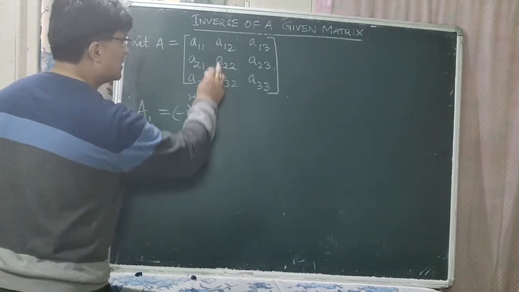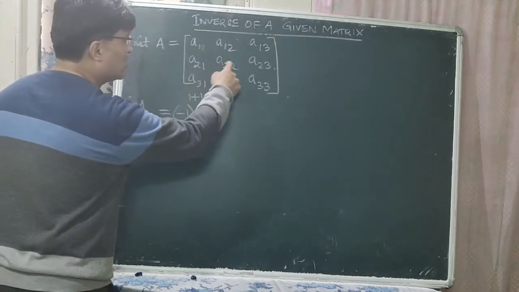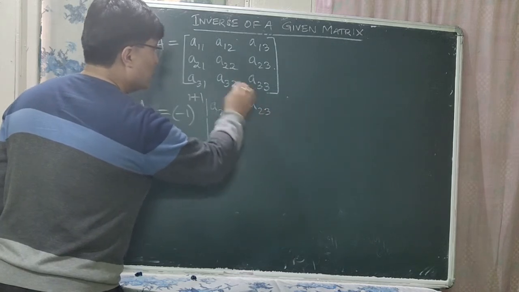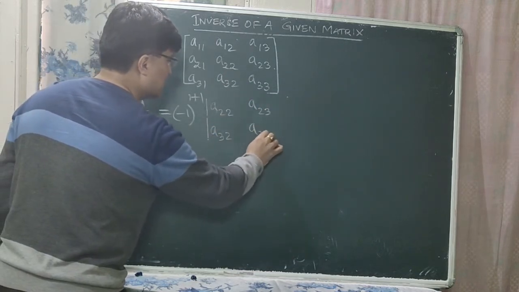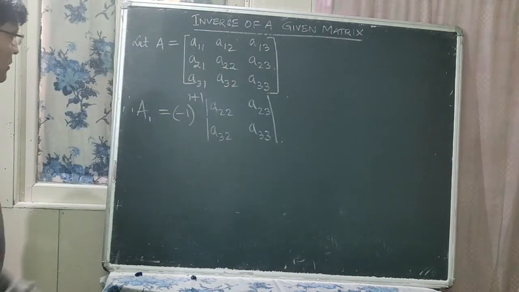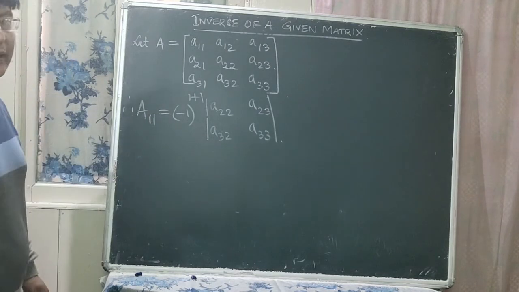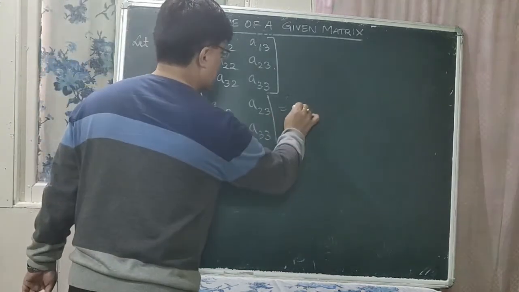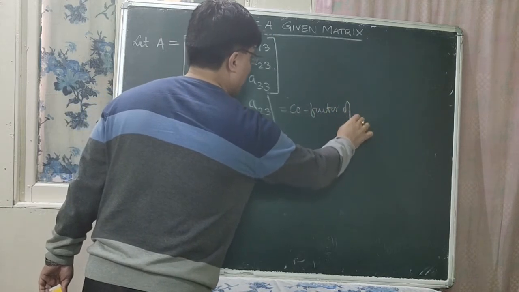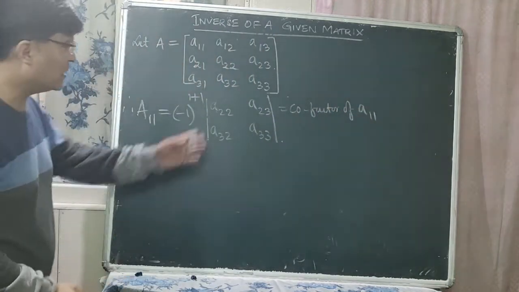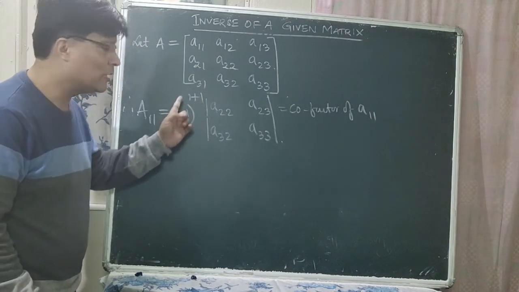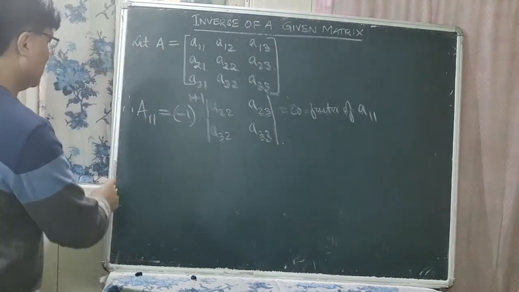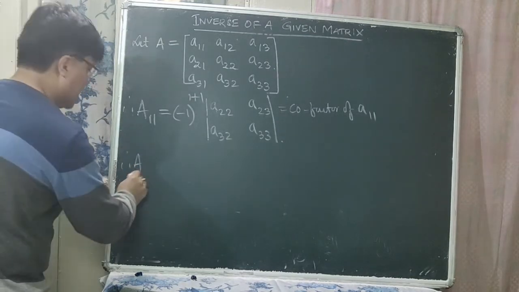So what do we get? You have to write it in terms of a determinant. That is, it remains A22, A23, A32, A33. So this is your capital A11, which means the cofactor of small a11. Minus 1 whole to the power 2 is there, and if it is minus 1 whole to the power 2, it is always a plus sign, and you can easily expand this determinant. Is that clear?